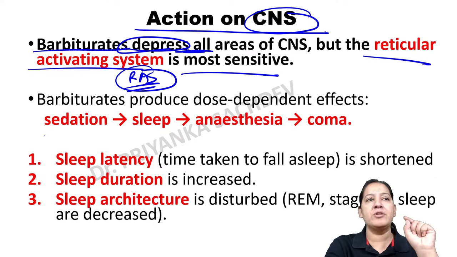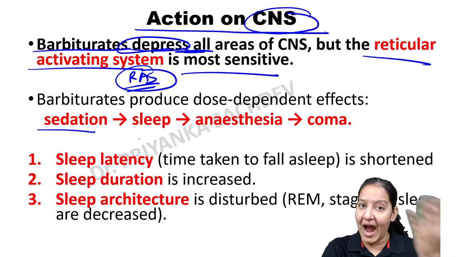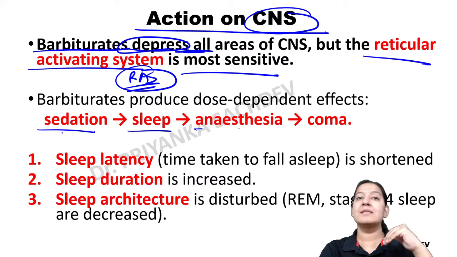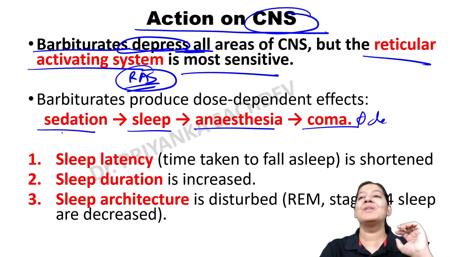If you give the barbiturate in a small dose, it will cause sedation. If you give a higher dose, instead of sedation, it will cause sleep. If you give a still higher dose, it causes anesthesia, right? If you give an even higher dose, it will cause coma and death. So these are dangerous drugs.